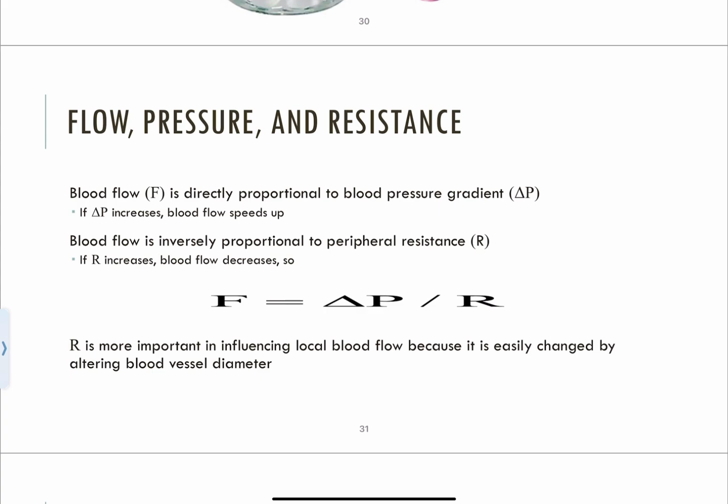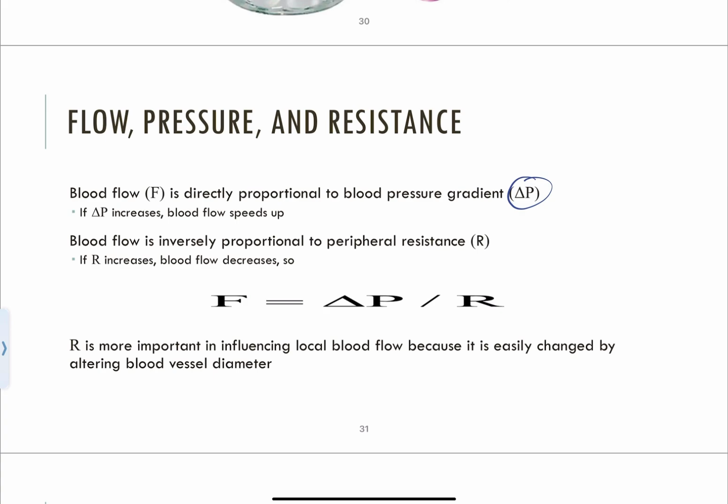So how do we relate all of these different terms that we just talked about? Well, a formula. And again, it's not as important that you know the formula, although you should, but rather understand the relationships that the formula represents. So blood flow is designated a capital F, and it's directly proportional to the blood pressure gradient. So blood pressure is represented as a delta P right here, and the delta symbol just means the change in pressure. If our pressure increases, then our blood flow speeds up.